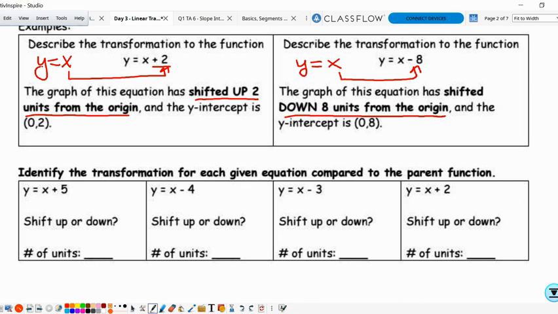y equals x plus 5. Since we added 5 to our equation, this is a shift up, and the shift is 5 units up. Our second one, we have a minus 4. We shifted down 4 units. For y equals x minus 3, again, we subtracted. We're going down 3 units. And our last one, we have a shift of positive 2. That's a shift up 2 units from our original parent function.